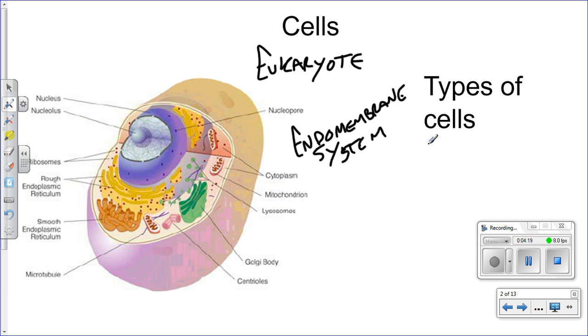So types of cells that we would find in an animal: we would have muscle cells, like skeletal muscle, smooth muscle, and cardiac muscle. We have connective cells in the connective tissues. They would be like bone, blood, fat cells. There's a variety of different ones. Blood cells, I said blood cells. Epithelial cells.